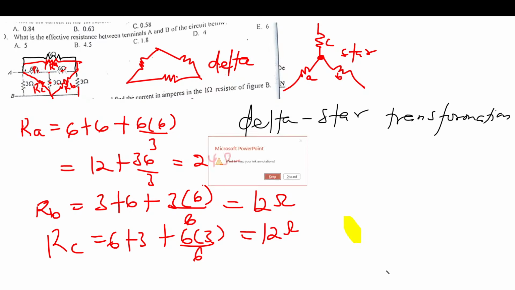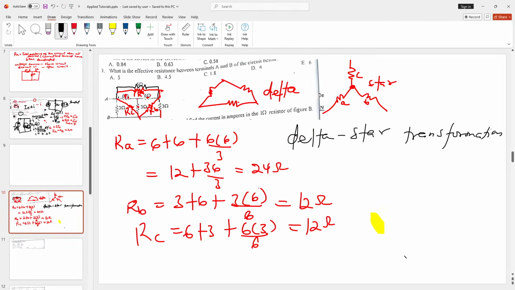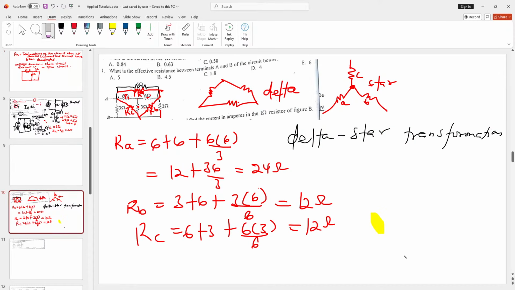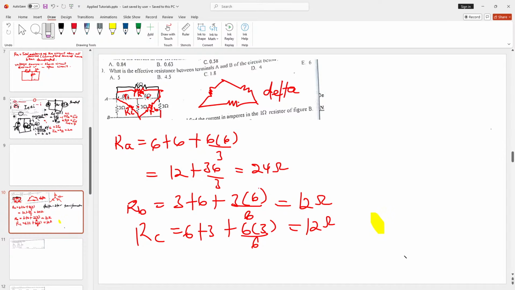Now, after we are done with this, the next thing to do is to redraw the circuit considering the delta transformation, because right now we've converted this from star to delta. So I'm going to draw it again at this side. Okay, so I'm going to draw this one again.